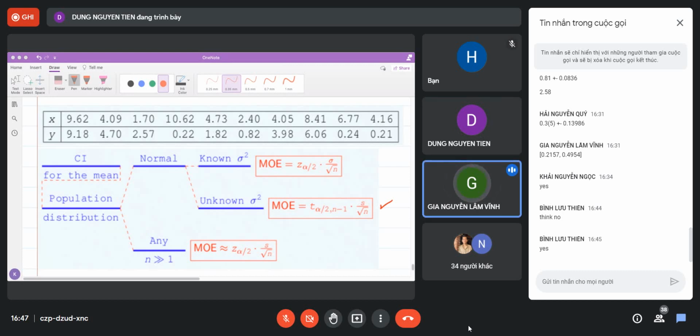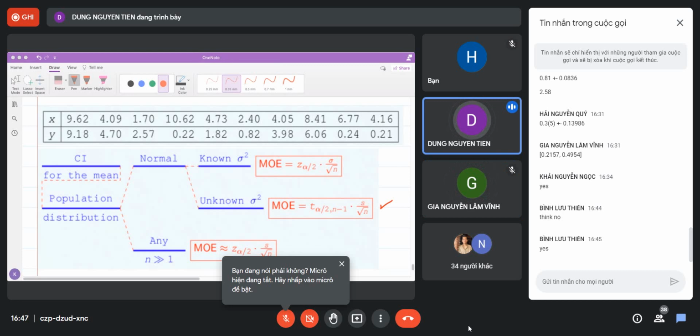Can you repeat the question once again, sir? Well, it seems that the two data sets, x and y, are similar to each other, right? For x, you have 10 observations. For y, you have 10 observations. And they are just numbered from 1 to 10. All right, so it seems that you can use the same method to construct confidence intervals for x and y. Am I right? Is that right?